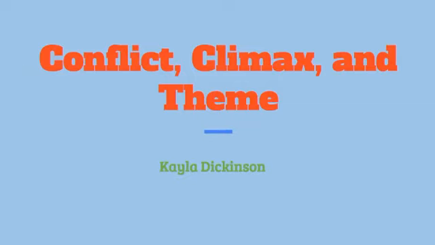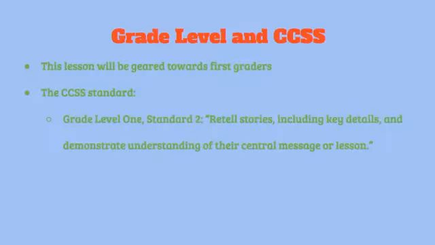This lesson will be on the literary elements conflict, climax, and theme. The grade level that this lesson is geared to is first grade. It goes under the Common Core State Standard, Grade Level 1, Standard 2 under Literature: retell stories including key details and demonstrate understanding of their central message or lesson.